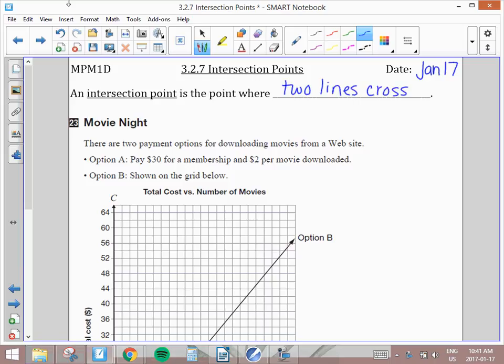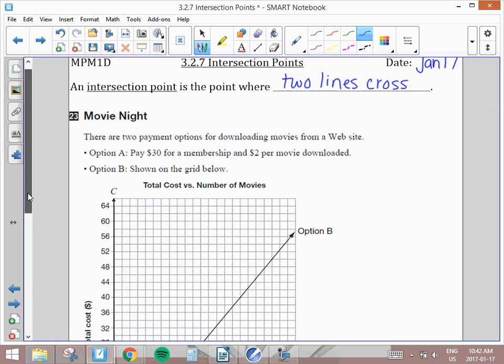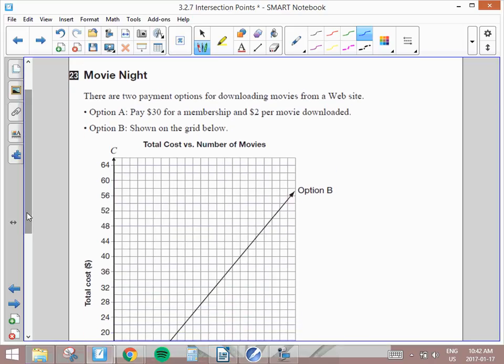So in all of our intersection point questions, we're going to be looking at two different linear relationships and finding some information about where those two lines cross so that we can interpret something about a story typically. So I've taken two questions from previous EQAOs today. The first one is movie night, and it says there are two payment options for downloading movies from a website. Option A is to pay $30 for a membership and $2 per movie downloaded. Option B is shown on the grid below.